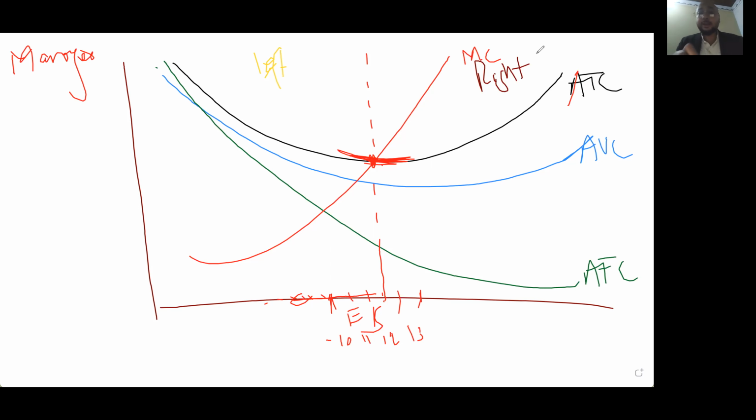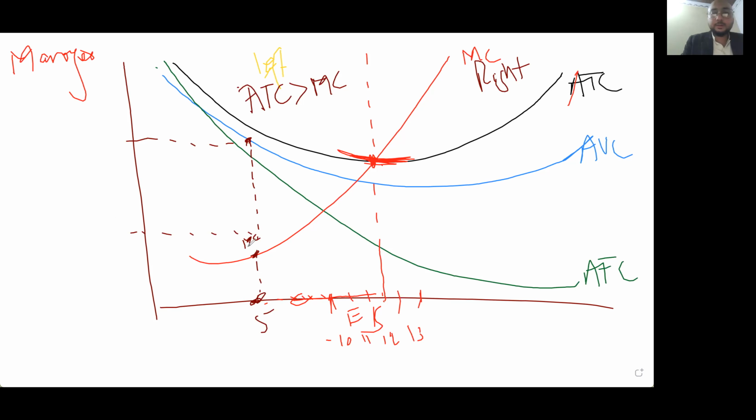The left hand side is where every ATC is greater than MC. Why? Because if you are producing here at 5, to draw a line, this is MC, and this is ATC. So on the left hand side, ATC is greater than MC.